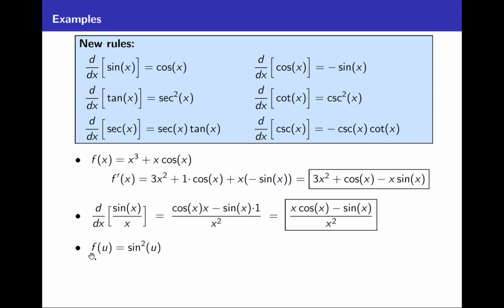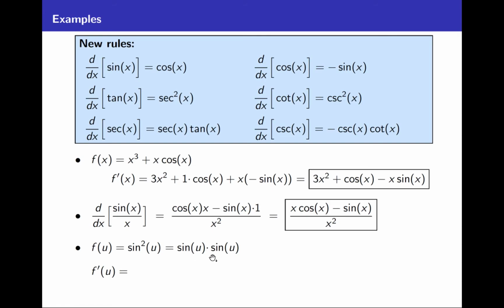Here's another one. Think about the function f of u equals sine squared u. And imagine you want to compute the derivative of that. Well, we have a rule for the derivative of sine of x, or sine of u, but not sine squared u. So maybe we can get some traction from writing sine squared of u as sine of u times sine of u.